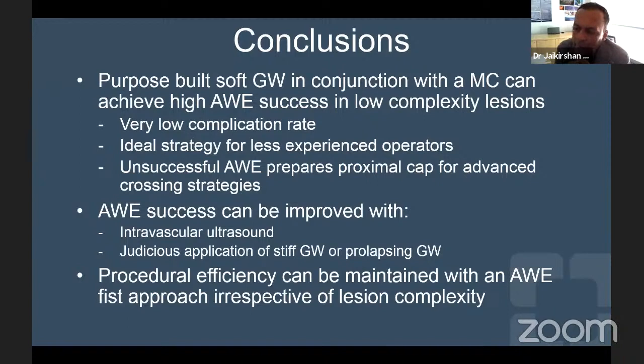And antegrade wire escalation can be improved with intravascular ultrasound and the judicious application of stiff guide wires for puncturing or prolapsing guide wires like I showed today. And we can maintain procedural efficiency with antegrade wire escalation as our first crossing strategy, irrespective of lesion complexity. You saw that from the paper that we published. So that's sort of our journey. We are now in sort of an international mode rather than a North American mode or Asia Pacific mode or a Euro mode. And hopefully you'll have found some of the cases that we showed here to be useful for your practice.